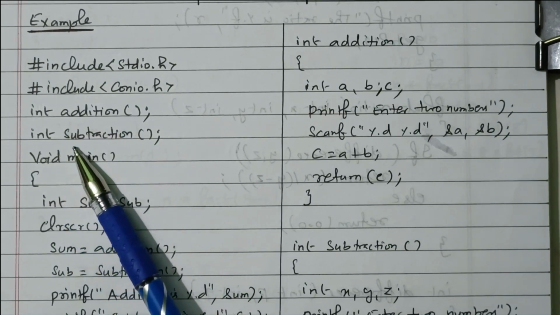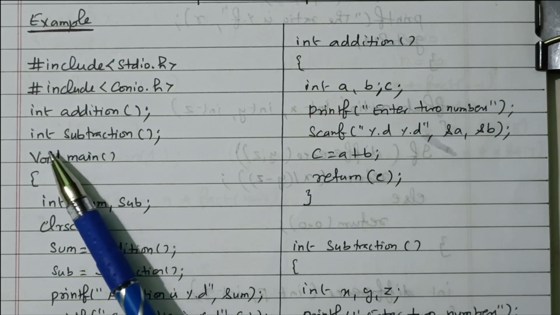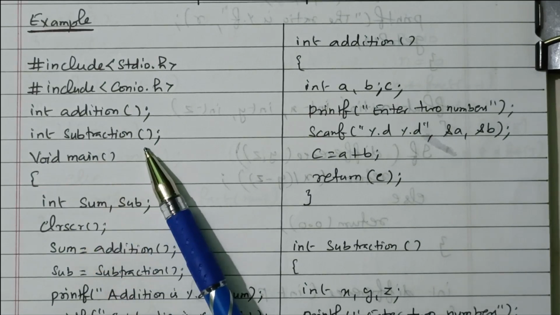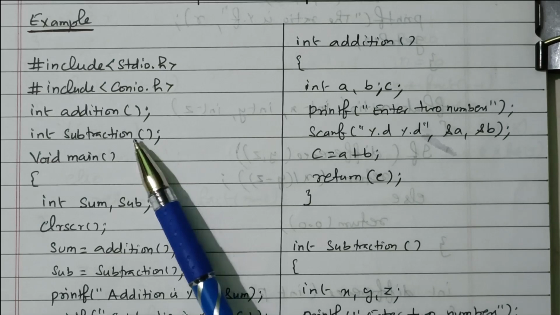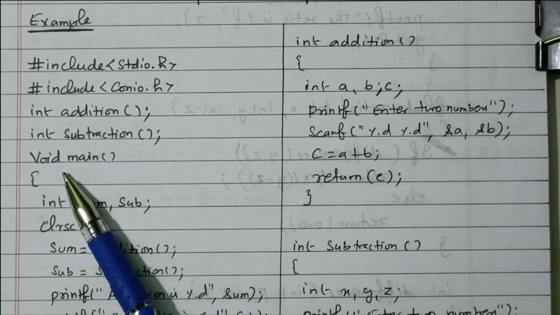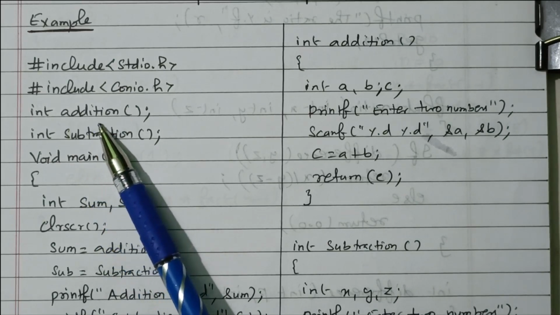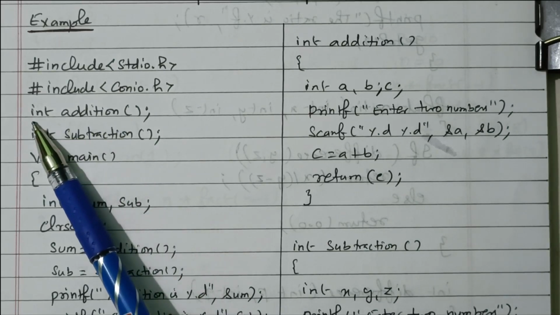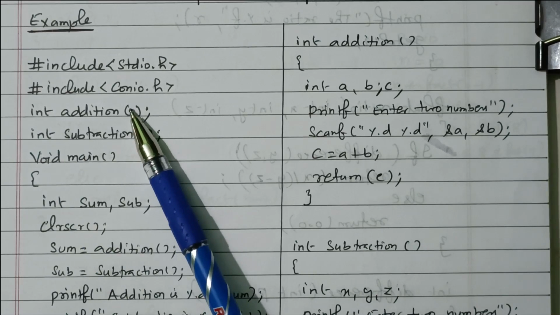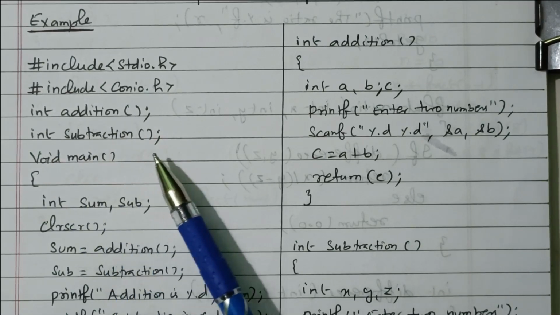Similarly, we are declaring one more function, subtraction. The return type is integer. It does not have any arguments. So two functions are declared here, before the main program. We are just telling what the name of the function is, what type of data it will return, and whether any arguments are there or not. If arguments are there, what is the type of data. These are all available in the function declaration.